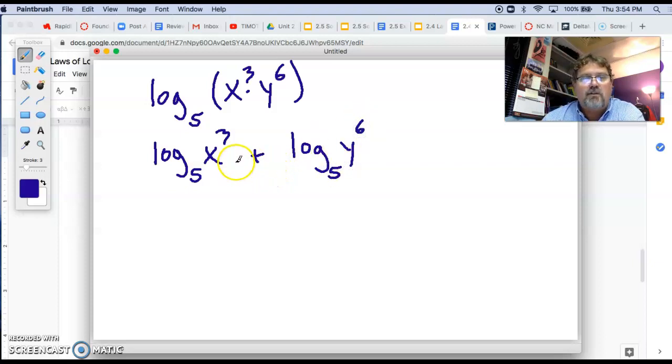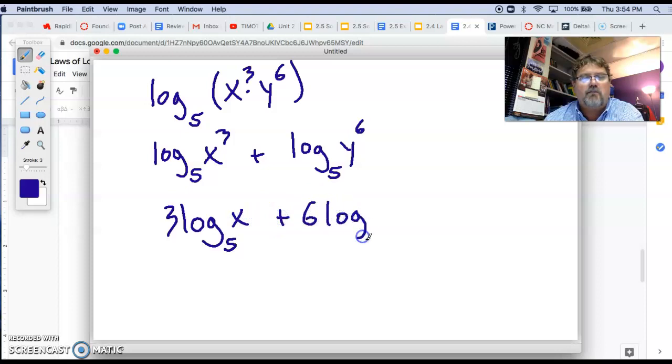And now we're going to use the third law and move these exponents out front and write 3 log base 5 of x plus 6 log base 5 of y. And that one's done. And that's a pretty simple one, but it's a good one to get some practice on. And I think a lot of the problems you're going to run into are pretty simple like that one.